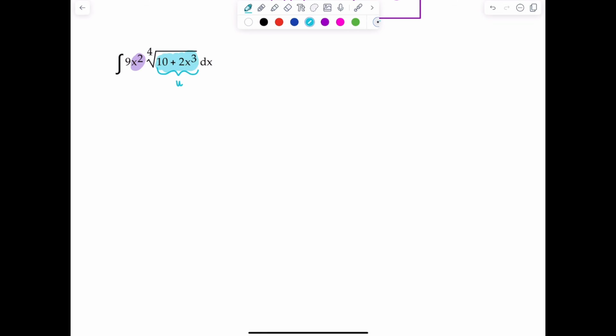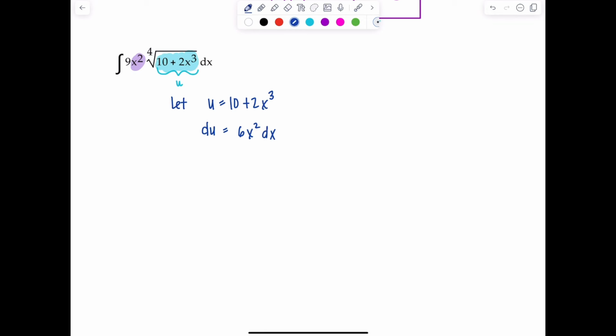All right, let's proceed. So I'm going to say let u equal 10 plus 2x cubed, and then du would be 6x squared dx. I already moved the dx over. You're going to do this so much in your life, we've got to get the ball rolling.